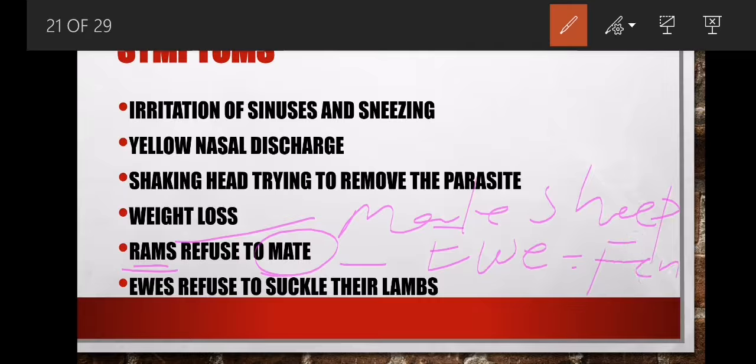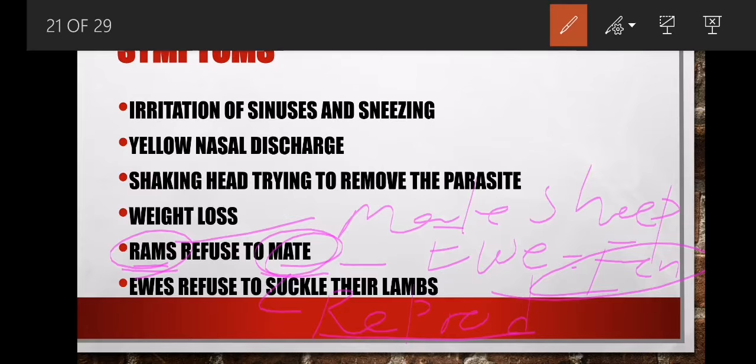So in a simpler way, once the ram is affected by the nasal worm, it leaves the female alone. It no longer mates with the female. So let's make sure that we treat the nasal worm in order to give pleasure to the ram and also to make sure that we enhance reproduction. Because if it cannot mate, it means there'll be no reproduction. So make sure that you understand it in that way.